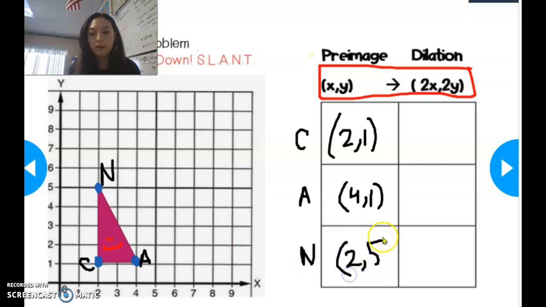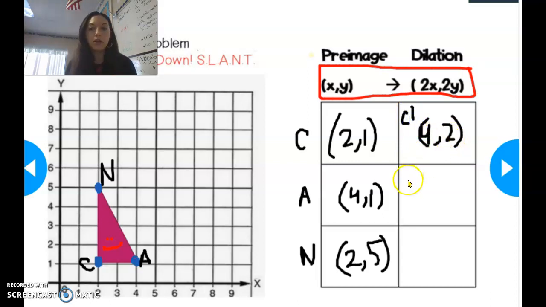All right. Now that scale factor, all it's telling me to do is make sure to multiply everything by 2. Everything, right? So 2 times 2 is 4. That becomes 4. 1 times 2 is 2. So my new vertex, C prime, is going to be located at 4 and 2. Where's A prime going to be located? Well, 4 times 2 is 8, all right, and 1 times 2 is 2. All right, that's good. And where's N prime?